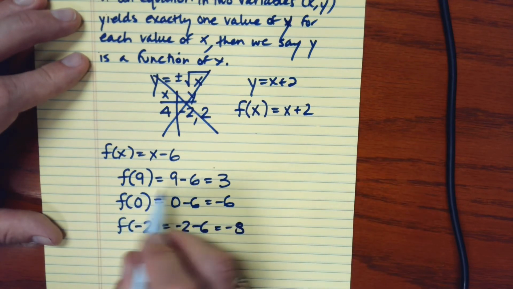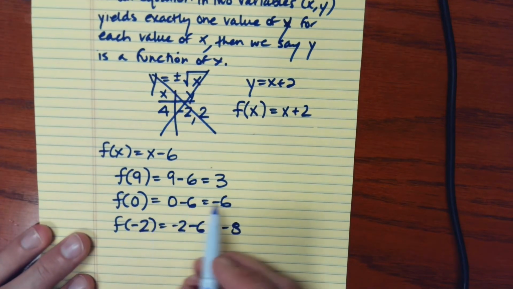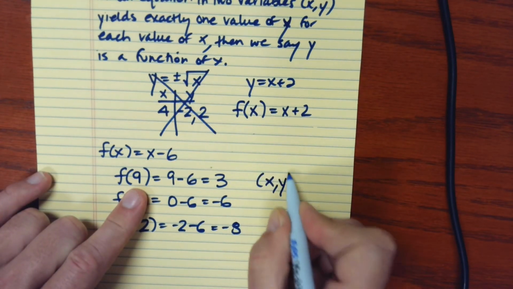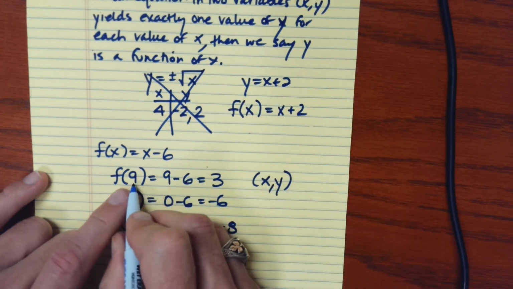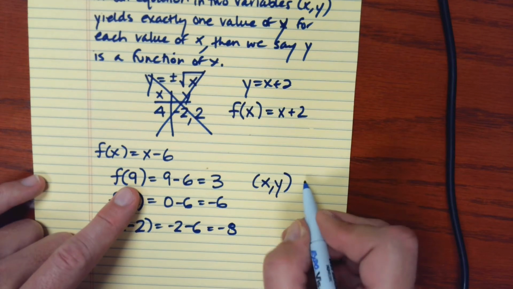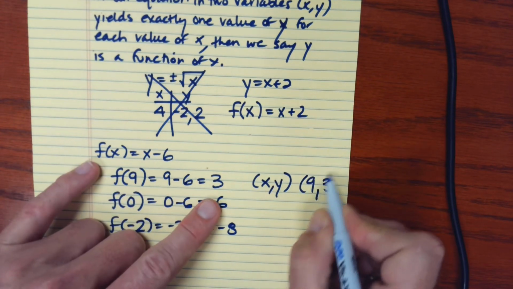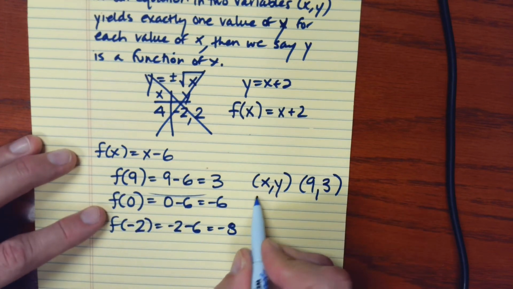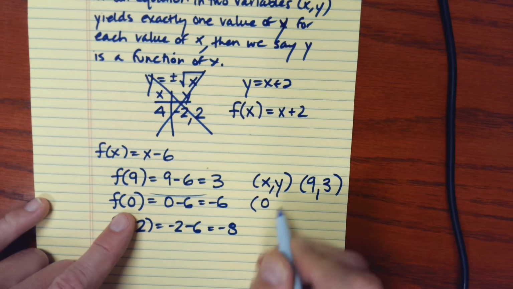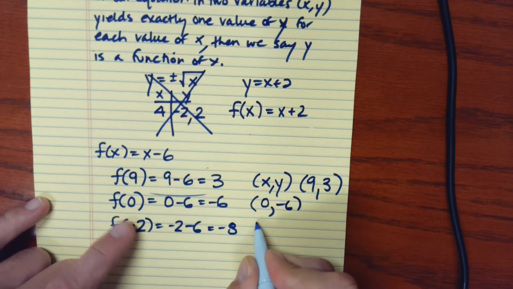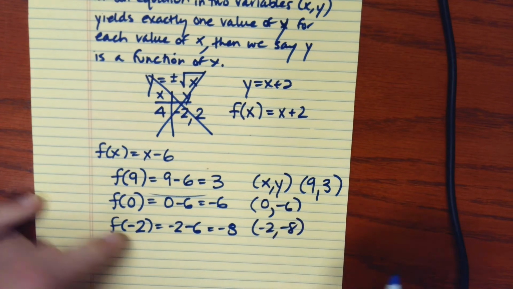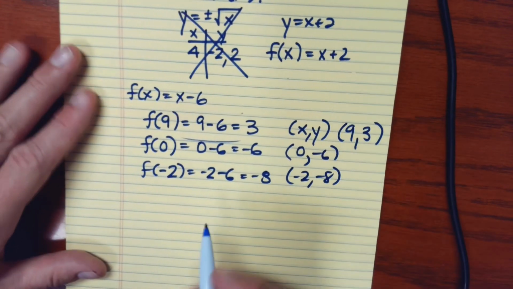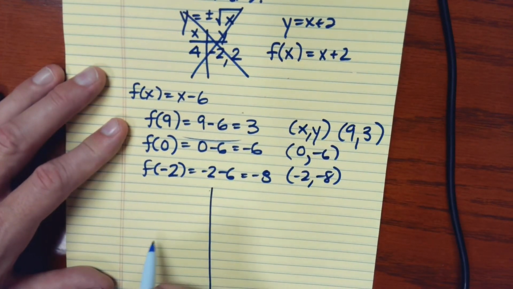So as far as how this relates to ordered pairs, the 9 was an x value, and its partner is the y value. In this case, evaluating the function at 9 yields 3. So I just found out that in this relationship there's the ordered pair 9, 3. Here we found that there's the ordered pair 0, negative 6, and here we have negative 2, negative 8. So we could use these values or other ordered pairs to get a graph of this function.